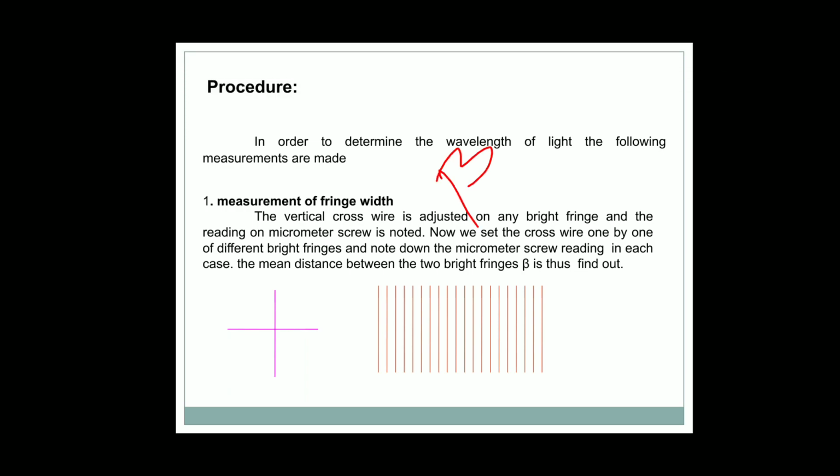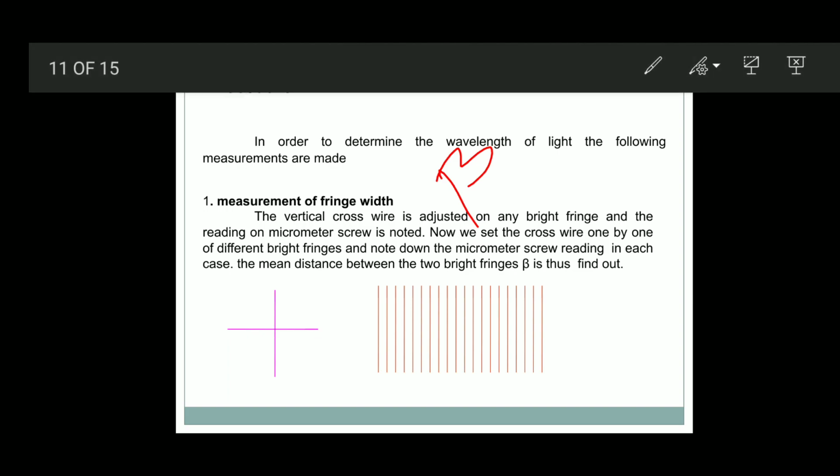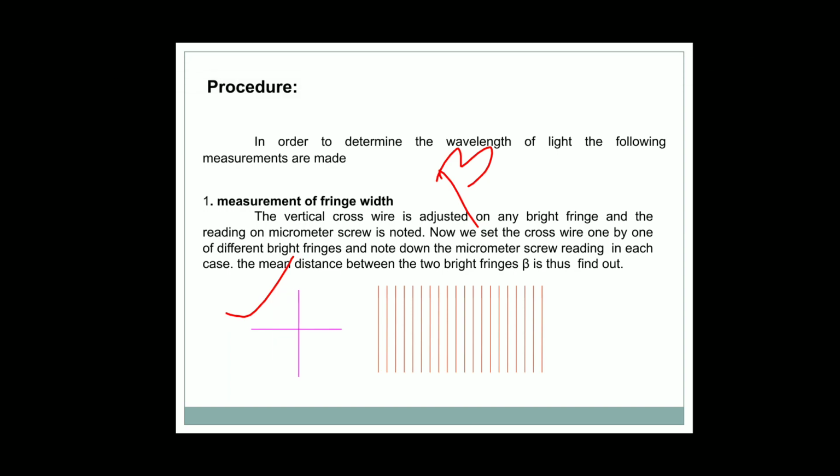For this, the vertical cross wire is adjusted on any bright fringe like this. Then the reading of the micrometer is noted. Now we set the cross wire on different bright fringes one by one, and again note down the micrometer screw reading. Then the distance between two consecutive bright fringes gives the fringe width beta.